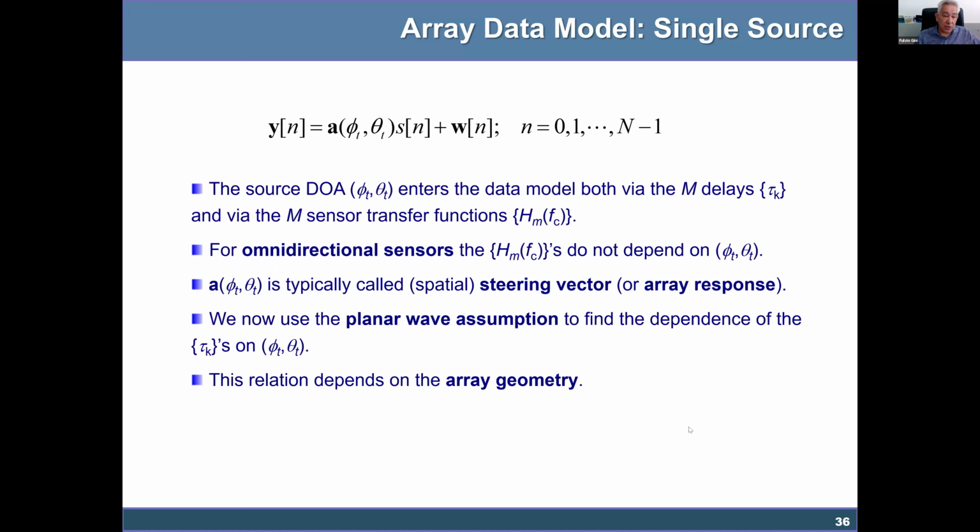And this vector A is called spatial steering vector, or sometimes it is also called array response, because it's a vector that tells you what is the signal at the output of the array when a source generates the signal with the complex envelope S of n. So S of n is the input. This vector is the output of the array. So it is the array response. That's why it is called array response.